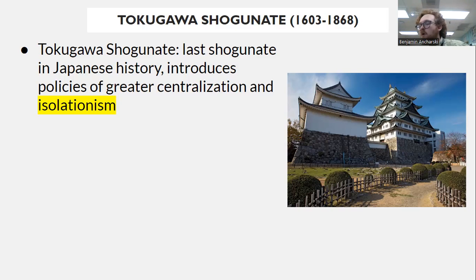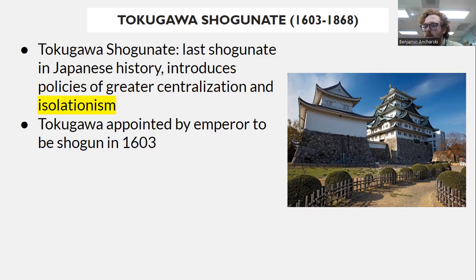But as we're going to see later on, this period of centralization is going to be strengthened through practices of isolationism. And isolationism, as we've mentioned in previous chapters, is the idea of restricting outside presence in a specific country, of rejecting outside influences and focusing on internal matters. And the Tokugawa shogunate is going to centralize power through that means, as we're going to see in a second. But there are other ways that the Tokugawa shogunate is going to centralize power.